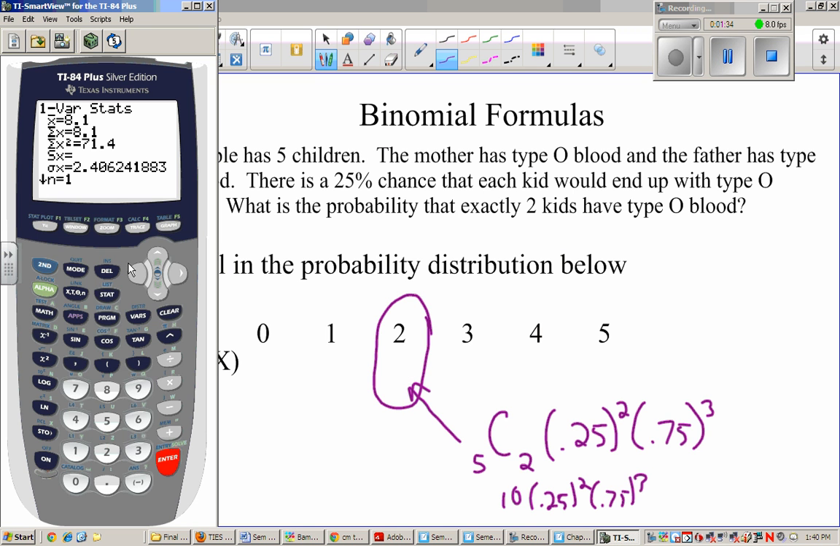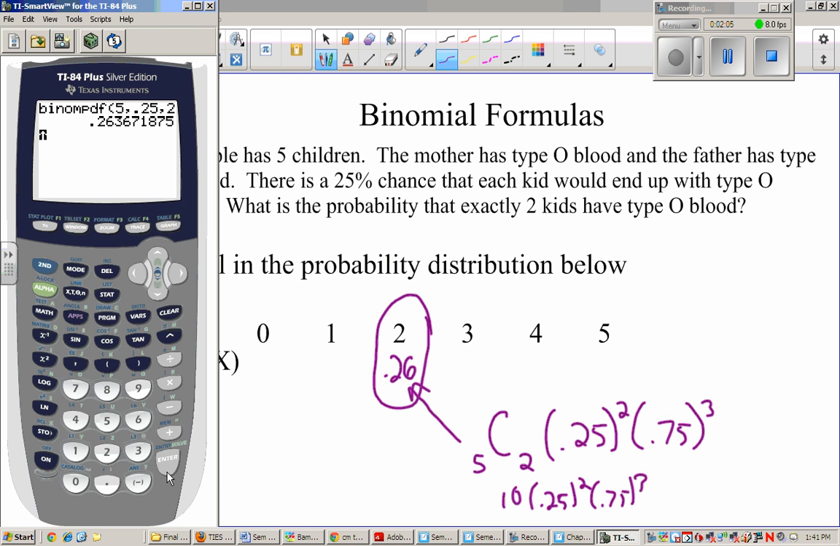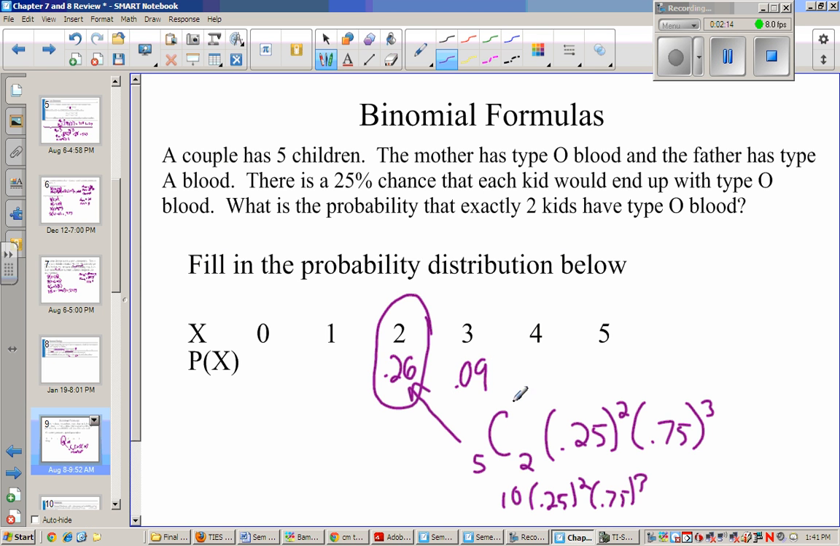But there's a nice way to do this on the calculator, where they have a nice little binomial distribution already figured out for us. So we do a binomial pdf, because this is a probability distribution, and we put in our n value of 5. Our probability of success is 0.25, and then our value here is 2. So when we put that in, we can see that the probability this happens is 0.26. And now if we want to find the other probabilities, we can just hit second enter and modify that last number to say 3. And now we can find the probability that 3 people have type O blood, which is 0.087. Well, let's just say 0.09. And you can do the same thing to fill out the other values.